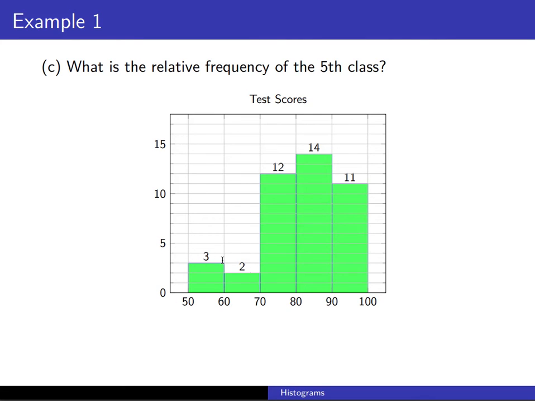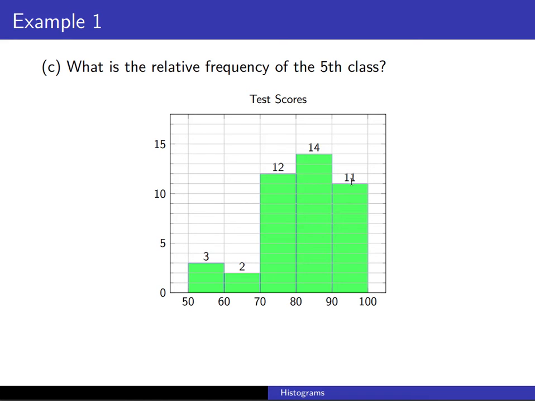So I've included the counts of each of these classes. We want the relative frequency of the fifth class. So we want to know what part of the entire total is the fifth class. So let's see, 1, 2, 3, 4, 5. That's this 11 out of the total.